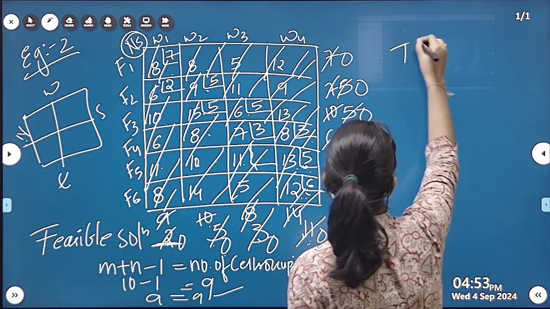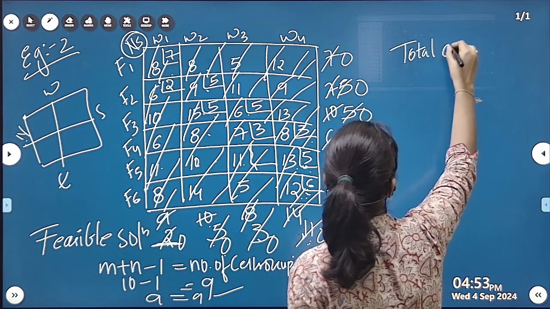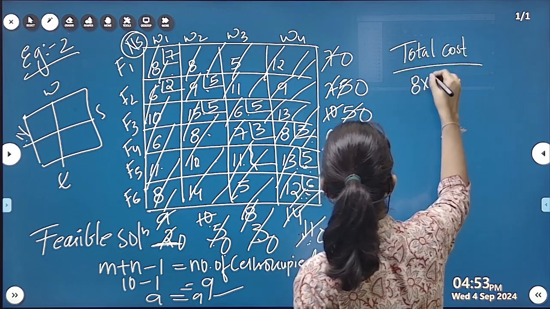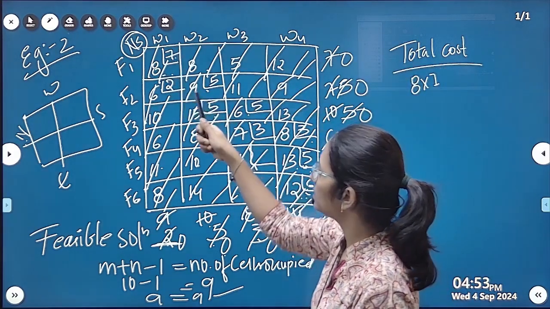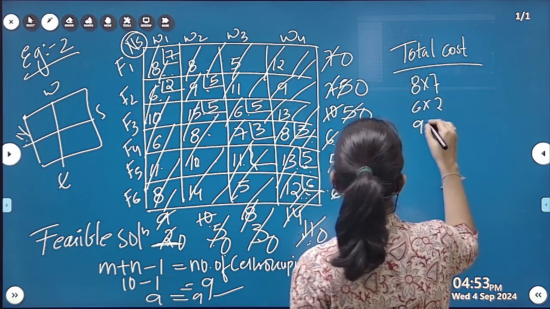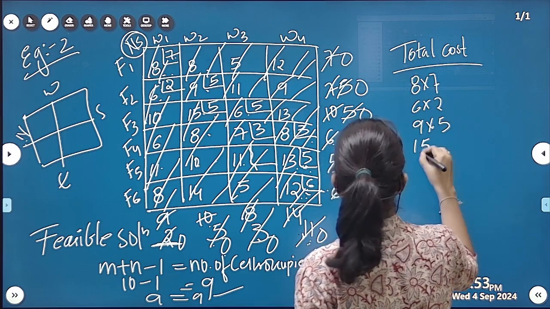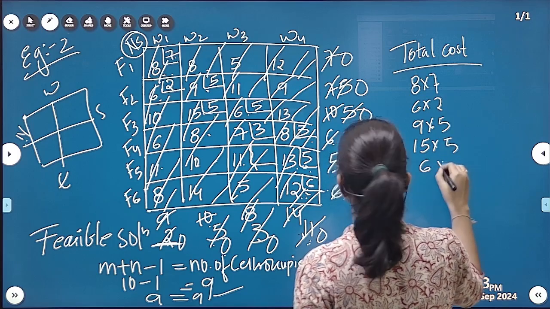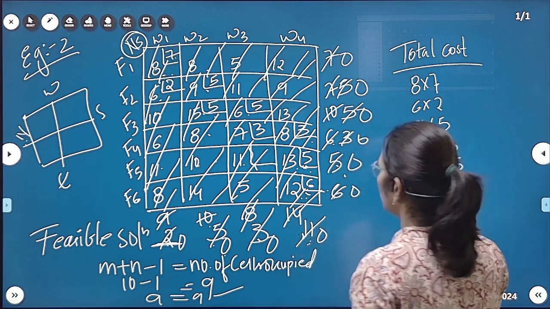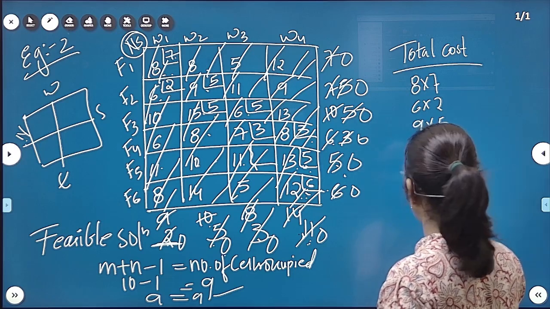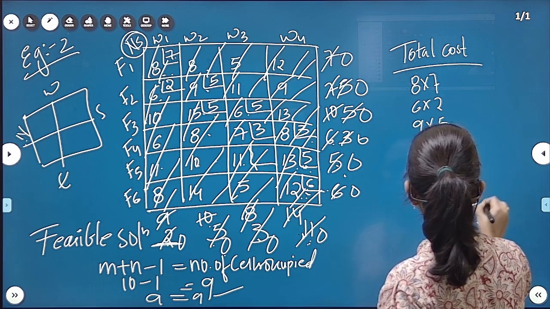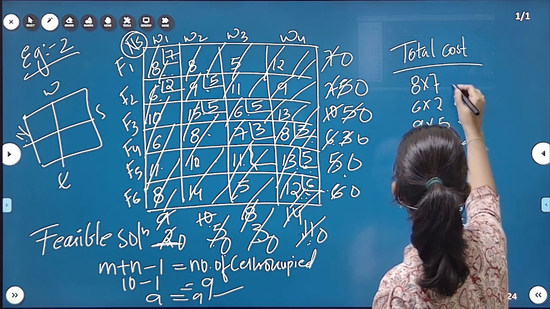So the total cost. Total cost is 8 into 7, 8 into 7, 6 into 2, like this. And 9 into 5, 15 into 5, 6 into 5, 7 into 3, 8 into 3, 13 into 5, 12 into 6. So do the total. Tell me the total cost.